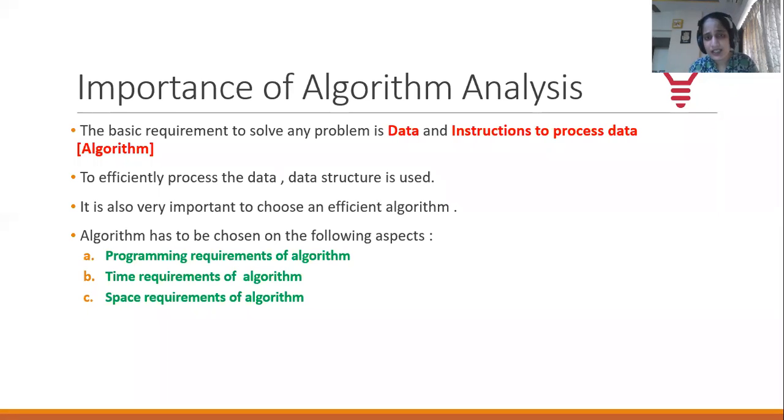But here, cutting it short, we are just trying to tell that given any problem, these are the two basic things which are going to be important. Which means that if I have different solutions for the same problem, I have to figure out in which one the data and algorithm are behaving nicely. In that case, I will say yes, this approach is the best approach to solve this problem. And to efficiently process the data, a data structure is used.